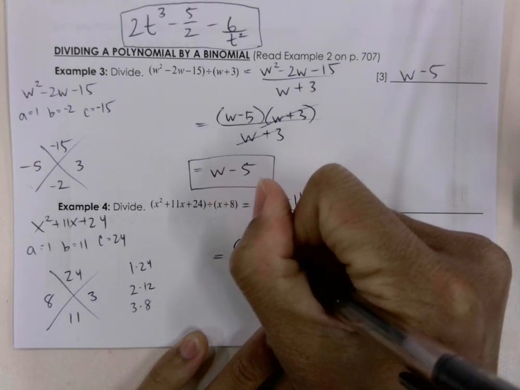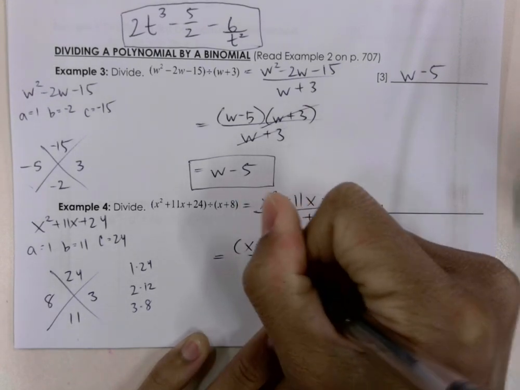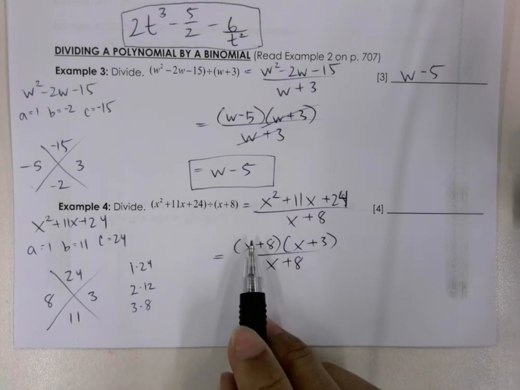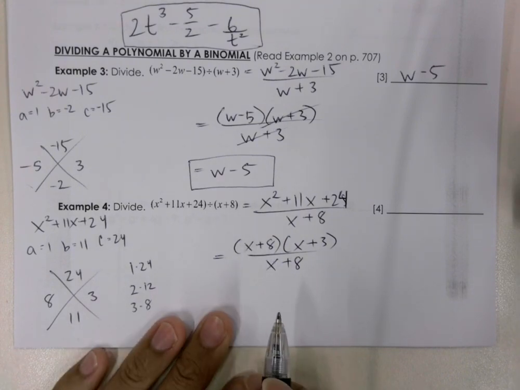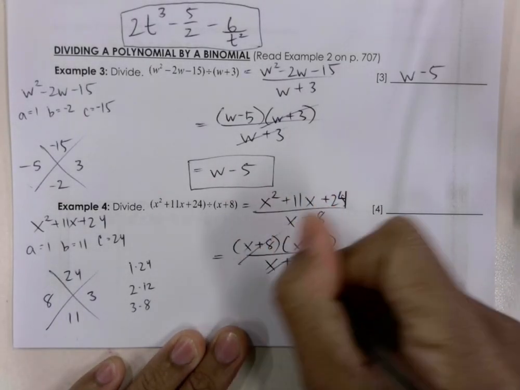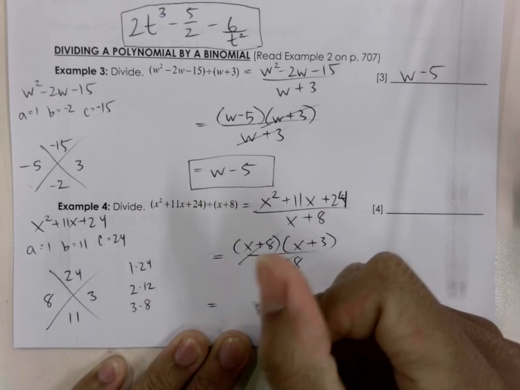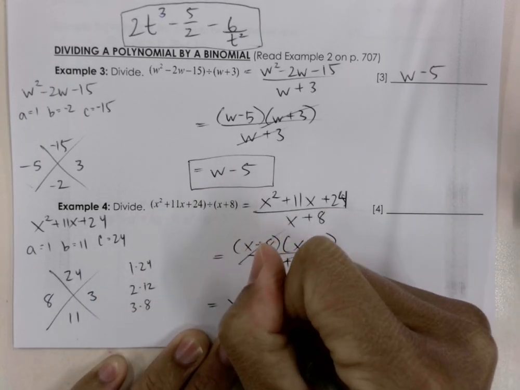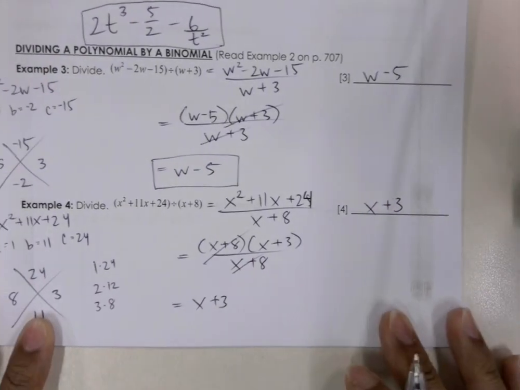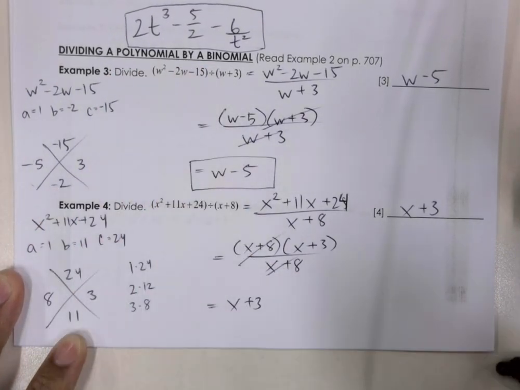So we have x plus 8 times x plus 3 over x plus 8. So do we have factors in the numerator and the denominator that are the same? And yes, we do. We have x plus 8, so we can cancel those two out. And we could say that this expression here is going to equal x plus 3, a simplified version. So we got x plus 3 as our answer. So this is how we divide a polynomial by a binomial.